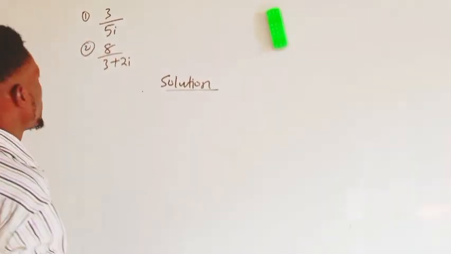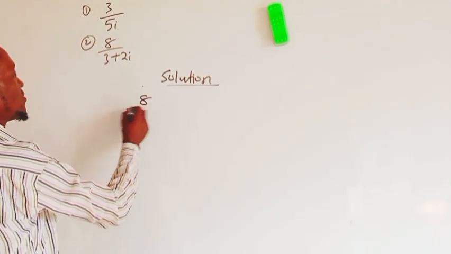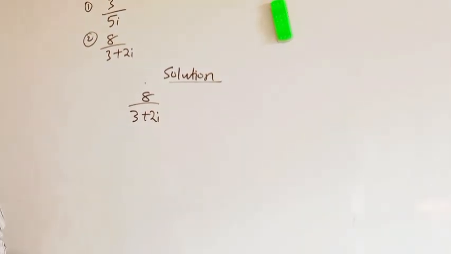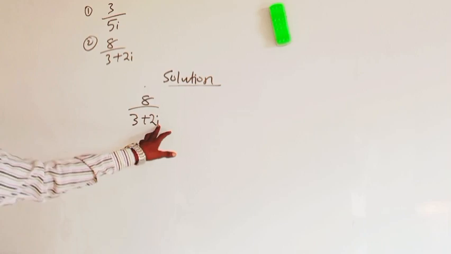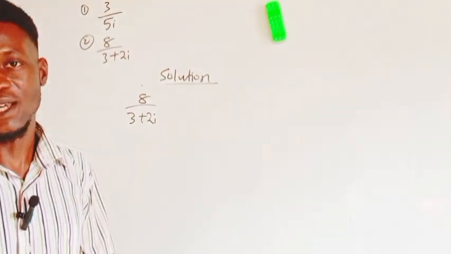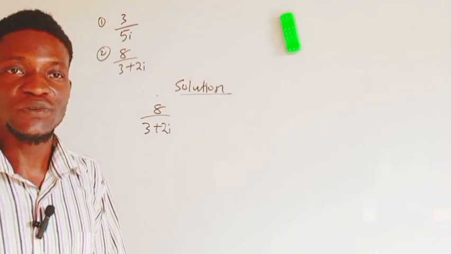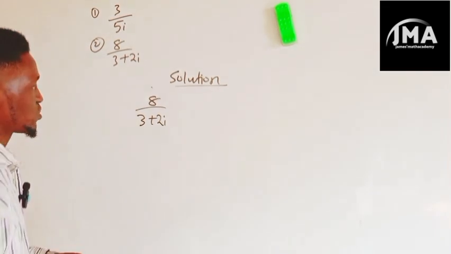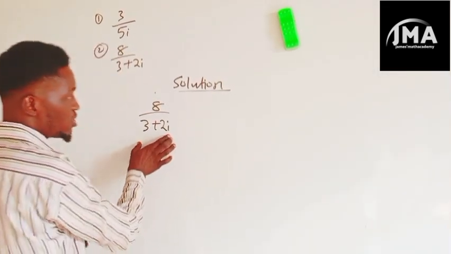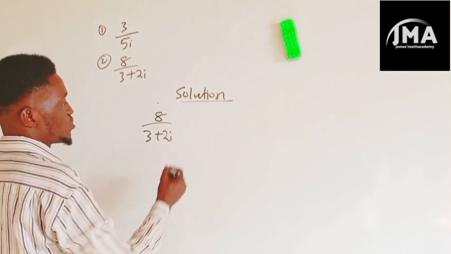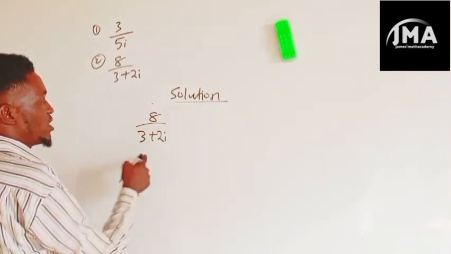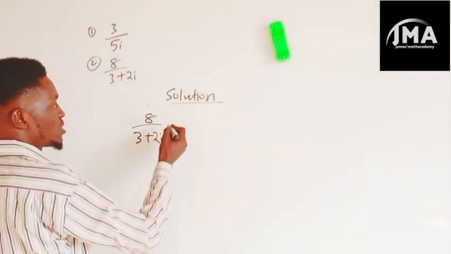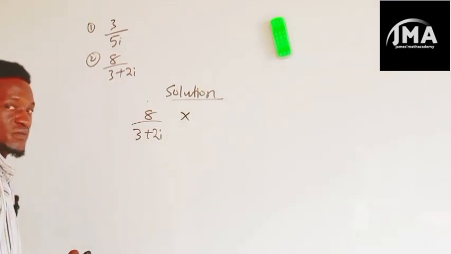In our question number 2, we are given 8 divided by 3 plus 2i. Okay, so the first thing, as I told you, is to eliminate the imaginary number here. In this particular case, the only way we can eliminate this is to rationalize the denominator, ain't it? For us to rationalize the denominator, this plus is going to change to minus. So both the numerator and the denominator must be multiplied by the conjugate.